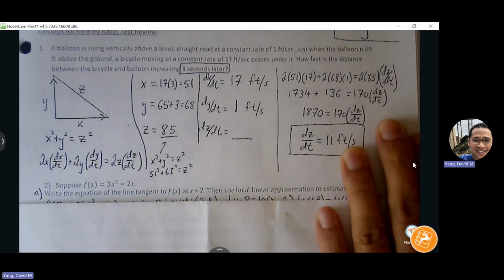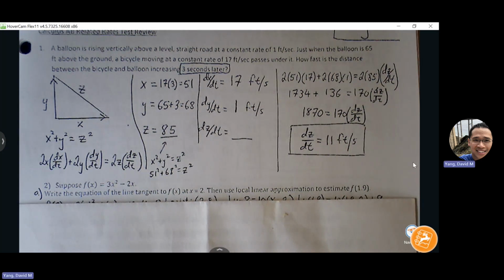All right, any questions with number one? All right, once you gather all the information, then the rest is plugging in, right? This should hopefully feel pretty straightforward once you have this filled in.